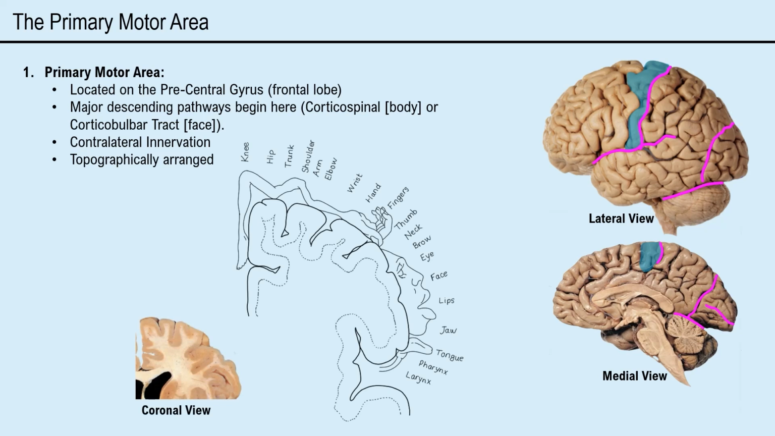On this coronal section, we can see different proportion and location of the motor fibres on the precentral gyrus. On the medial aspect, we have the foot and the leg, and as we move laterally, we can see the hip, trunk, shoulder, arm, elbow and wrist. Take note that when we reach the hand, fingers, face, lips, jaw and tongue, the proportion of the cortex dedicated to the motor functions in these regions is rather large.